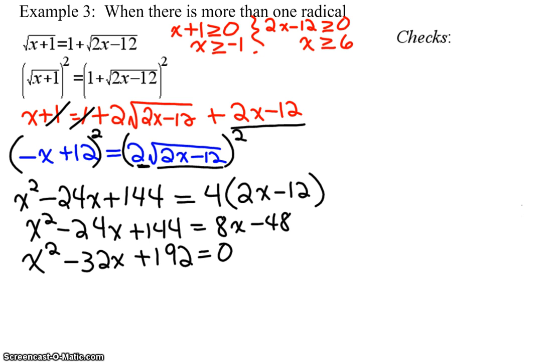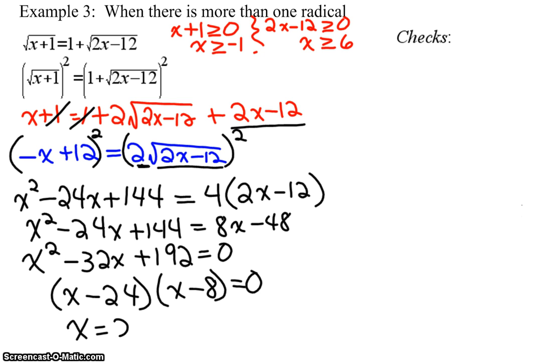At this point you have options. You can factor to solve it, you can do the quadratic formula to solve it, you can graph it to solve it. Whatever technique is your happy technique, use that to solve the quadratic equation. I like to factor. I happen to know that the factors for this are x minus 24 and x minus 8 equal to 0. So I come up with two solutions, x equals 24 or x equals 8.